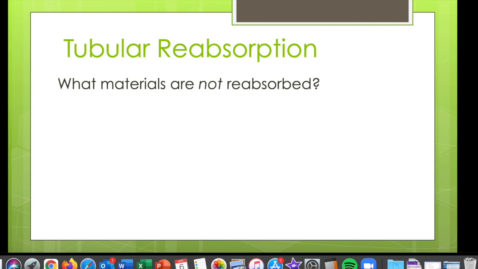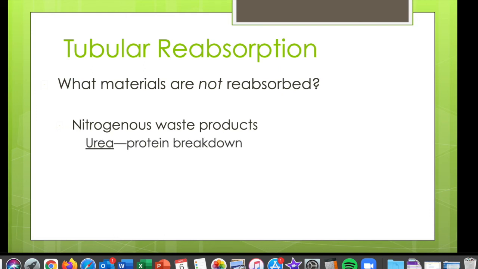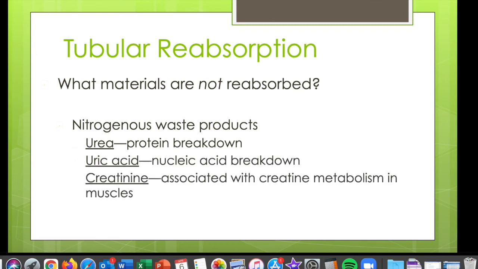So what things are not going to be reabsorbed? Any nitrogenous waste products, because we don't want to pull waste back into our blood. It's going to include urea, which comes from the breakdown of proteins, uric acid, which comes from breaking down nucleic acids, creatinine, which is associated with the metabolism of creatine in our muscles.